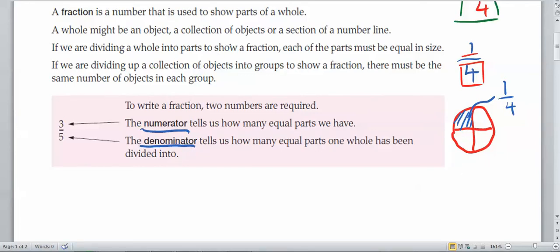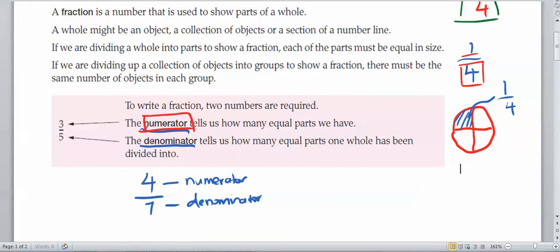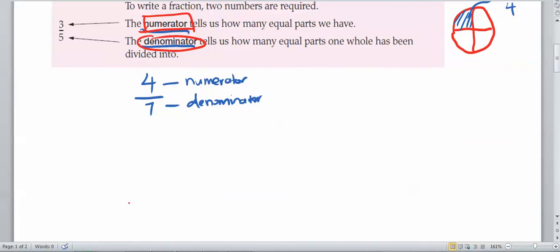So, for example, I'm going to give you a few. We've got 4/7. Here is the numerator, and the bottom number is the denominator. So these are some of the key terms you need to know. You need to, first of all, know the difference between a numerator and a denominator. The second thing that you need to know is that fractions come in various forms.